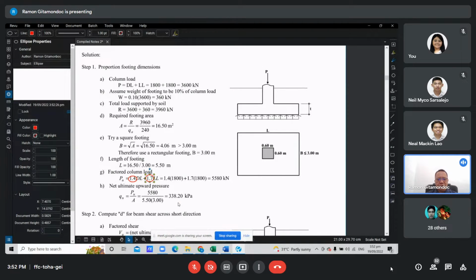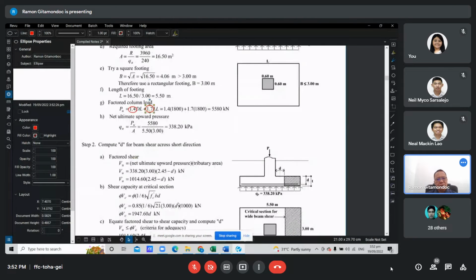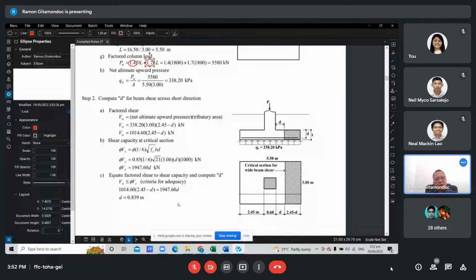So feel free to raise your question if you have any, no? Then step two, we compute the depth required for beam shear.